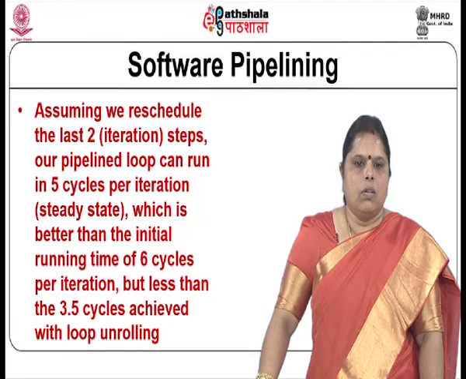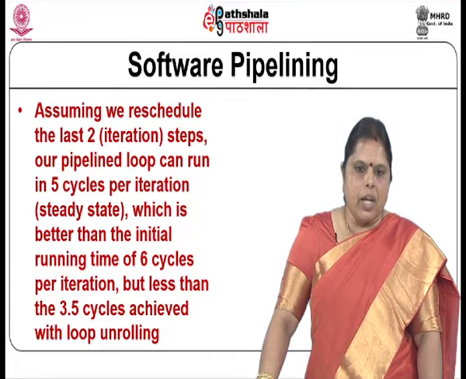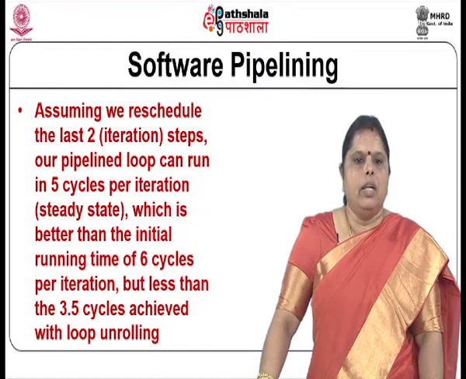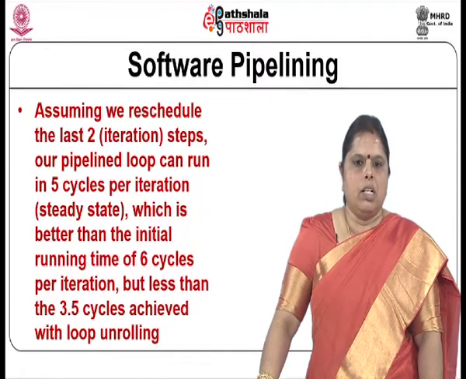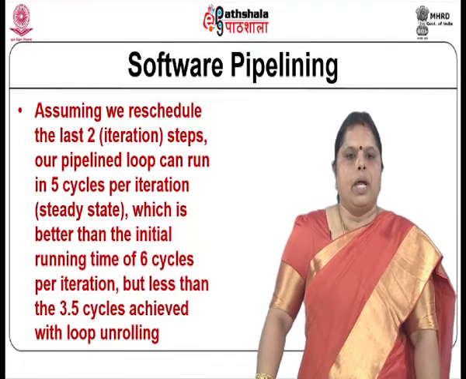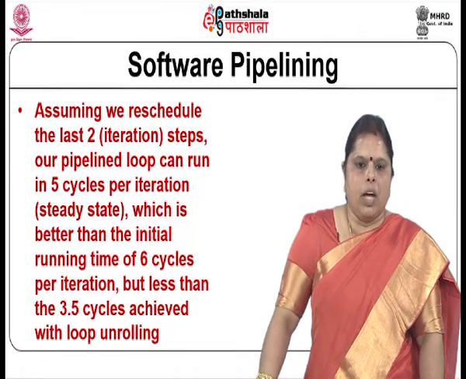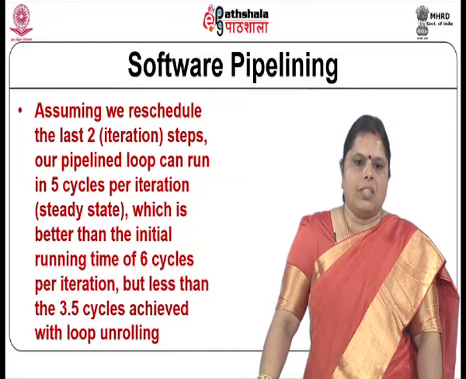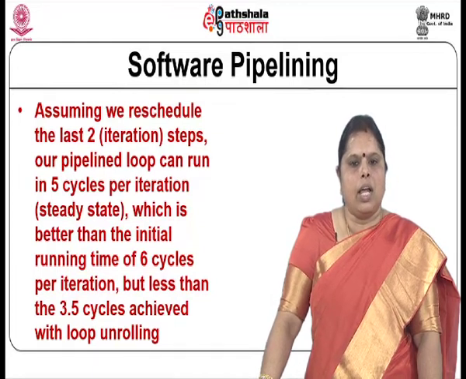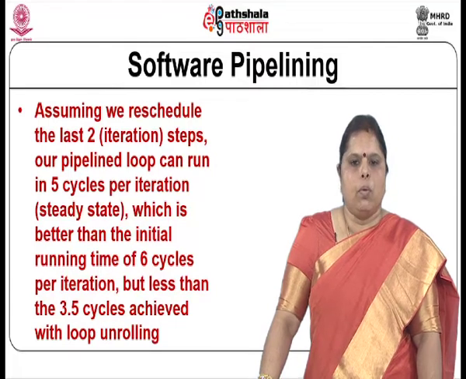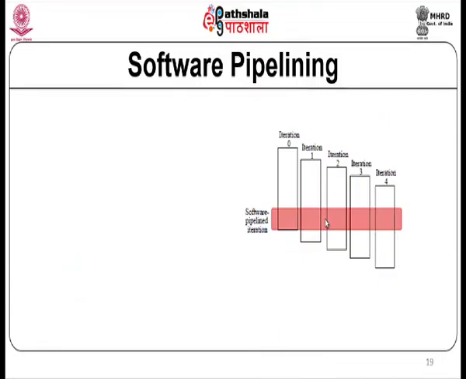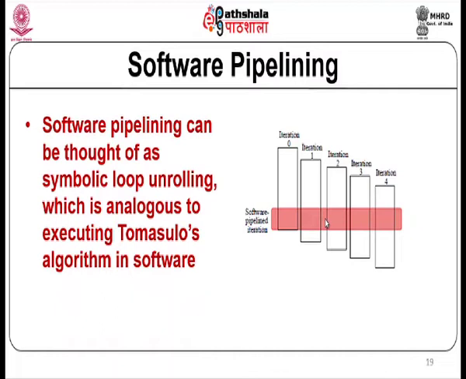Assuming we reschedule the last two iteration steps, our pipelined loop can run in 5 cycles per iteration under steady state when everything is fine, which is better than the value we had earlier of 6 cycles, but it is definitely not as effective as the loop unrolling that we looked at, where we had only 3.5 cycles overhead. Now, this is a pictorial representation of it.